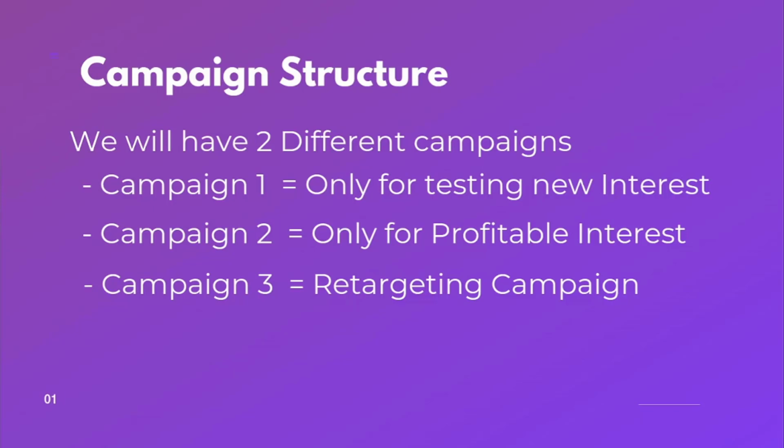So I have put down the names campaign 1, 2, 3. You can initially name it anything you like, but just to help you understand in this video, I'll put campaign 1, 2 and 3. You can put any name you want. For example, testing underscore your product name for campaign 1, profitable underscore interest underscore your product name for campaign 2, and so on. This is what I recommend you use as a campaign structure. So for the first campaign we'll have new interest, second profitable, and third retargeting.